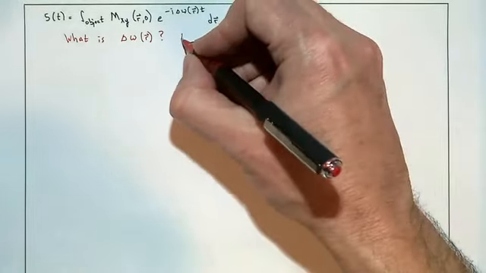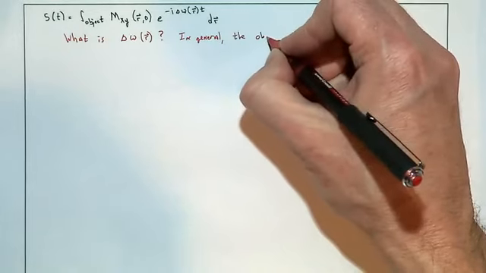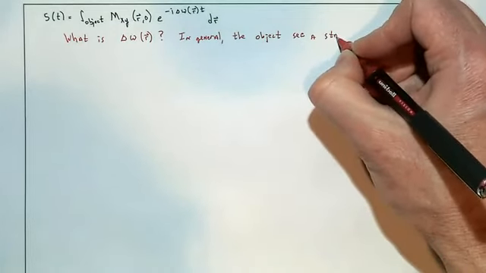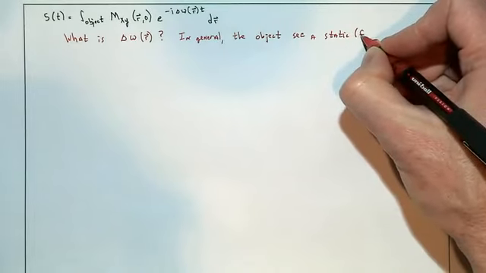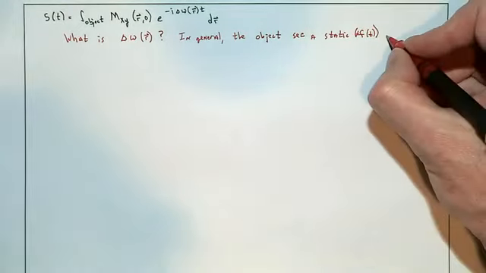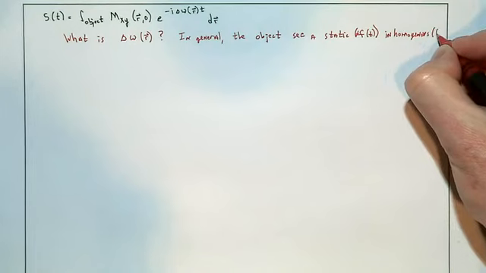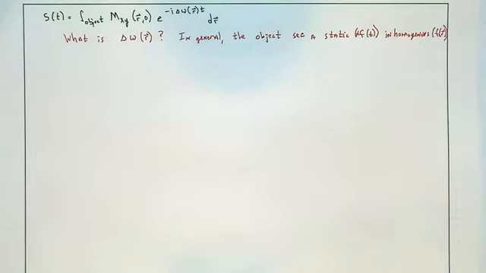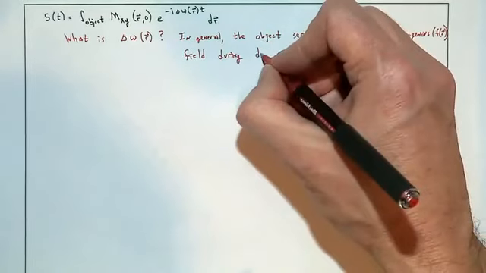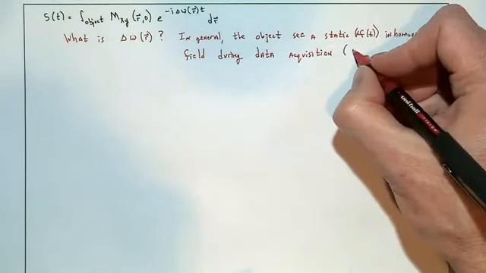One way I would answer that question, I would say in general, the object, the thing that we're actually trying to capture an image of, is only going to see a static field. That's to say, it's not a function of time, temporally static, but it is inhomogeneous. We're going to talk about the field here. So it is a function of r, during data acquisition. And remember that corresponds to free precession.